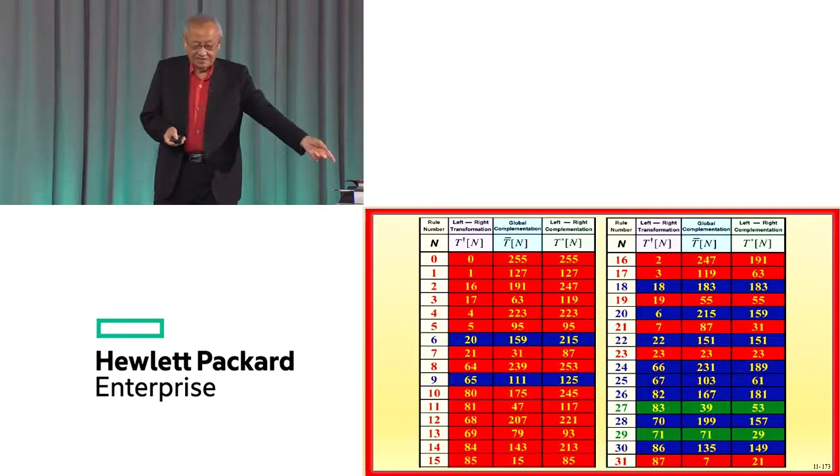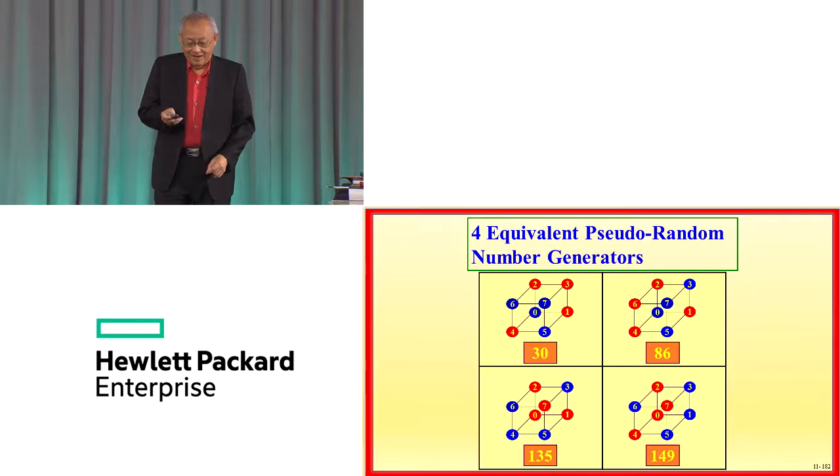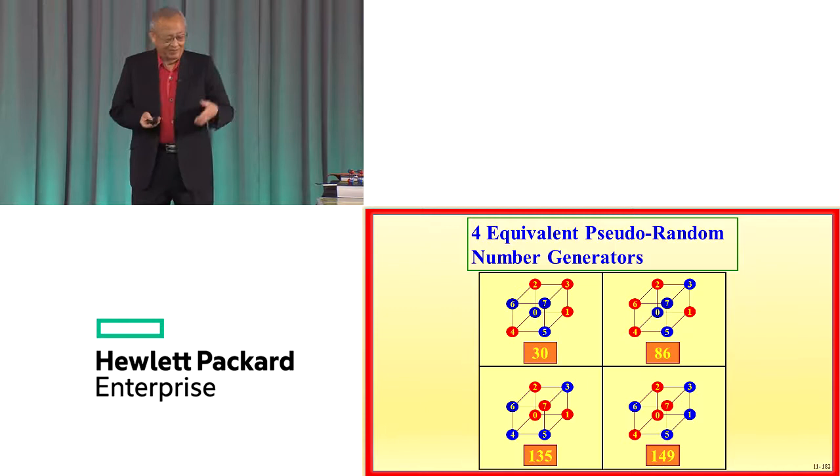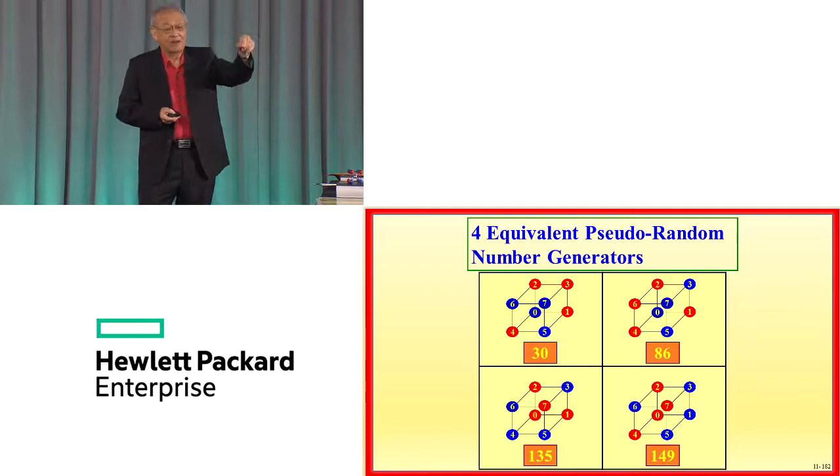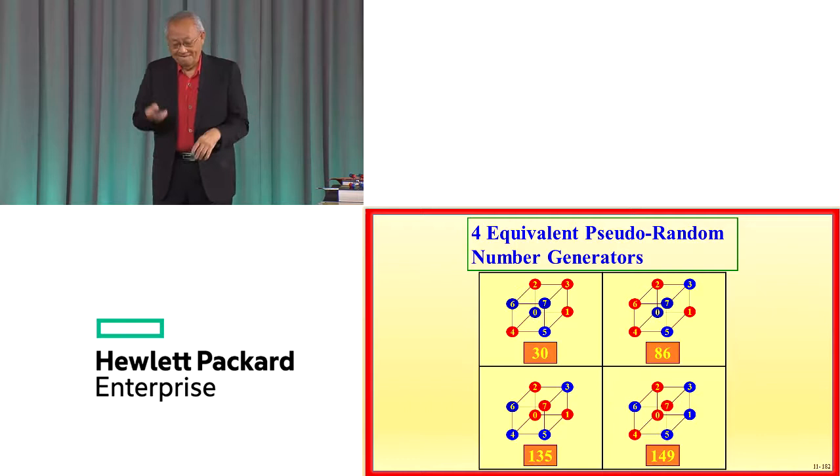Okay. So now, among them, I pick up one interesting one, like Rule 30. Well, Rule 30, by virtue of the fact that it has three other equivalents: 86, 135, and 149. So it's not just 30. It's a great random number generator. So it's 86, 135, 149, because they have exactly the same property. Okay, so you can see a lot of application.